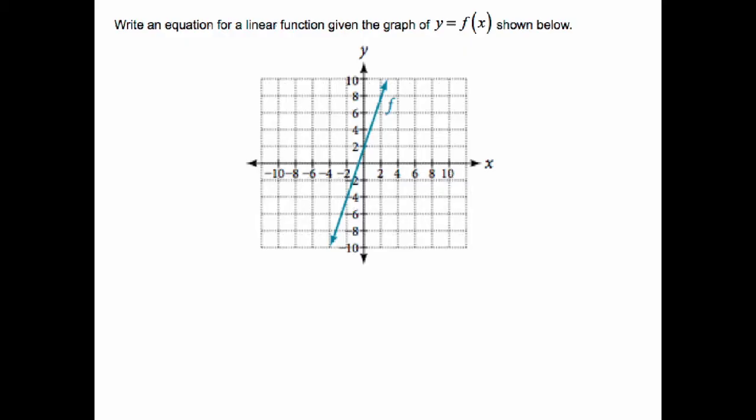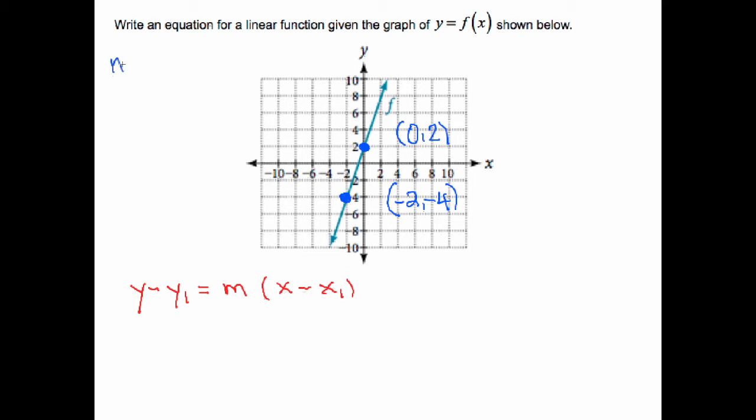Let's write an equation for a linear function given the graph of y equals f of x shown below. If I write the general form of a line in point slope form, I get y minus y1 is equal to m times x minus x1. Now, I need to identify 2 points on the graph to find the slope. So I'll identify (0, 2), and I'll also identify (-2, -4).